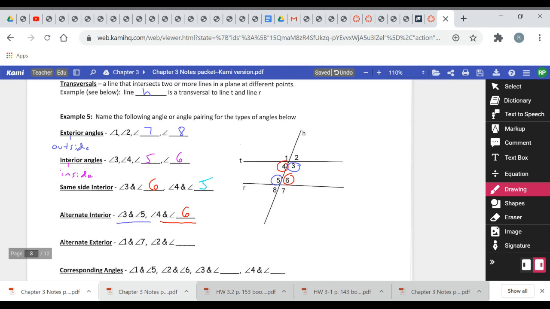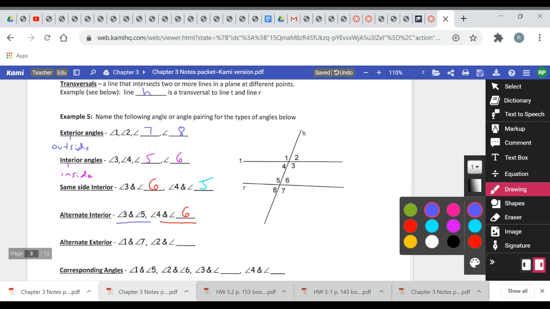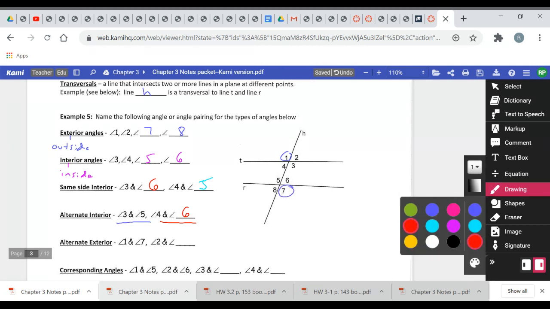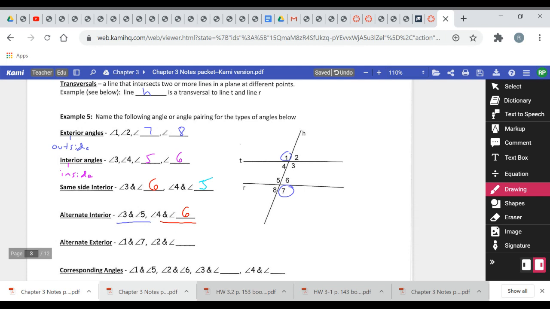Now for alternate exterior, again, I think of alternate as being different or opposite sides of the transversal, and then exterior angles meaning that they are on the outside. So in this case, my 1 and 7 are a pair of alternate exterior angles, and my other pair would then be angle 2 and angle 8.